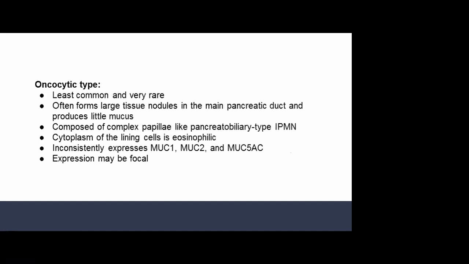Coming to oncocytic type, it is the least common and a very rare variant, which has been recently separated into a separate entity and often forms large tissue nodules, most often more than 3 centimeters in size, in the main pancreatic duct, and it also produces very little mucus. And as already mentioned, like in pancreatobiliary type, the oncocytic type also forms complex papillae, but the main microscopic difference between the two histological variants is the eosinophilic cytoplasm of the cells. And the expression of mucin 1, mucin 2, and mucin 5 is also very inconsistent in case of oncocytic type, and also the expression is very focal.